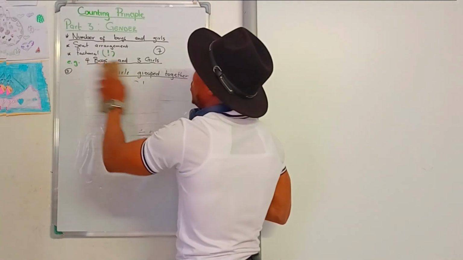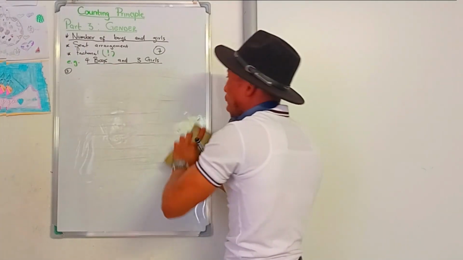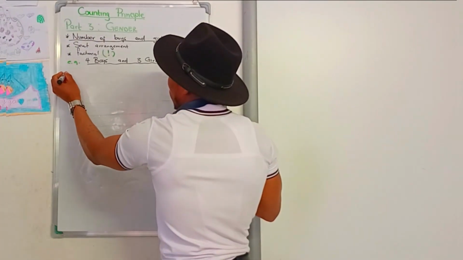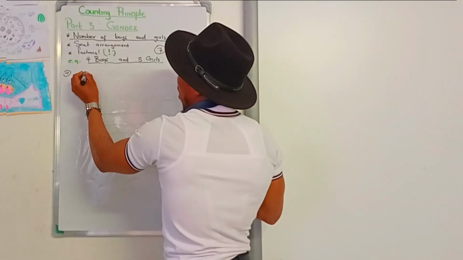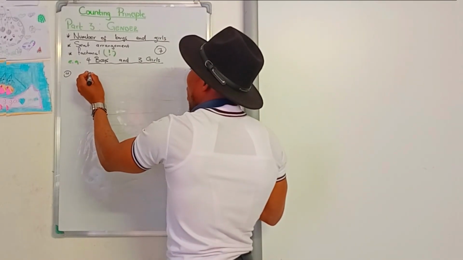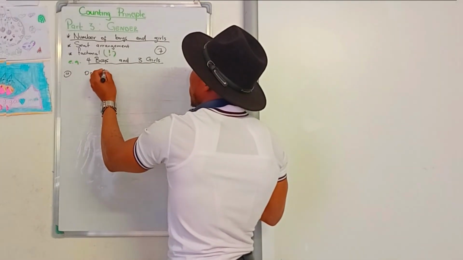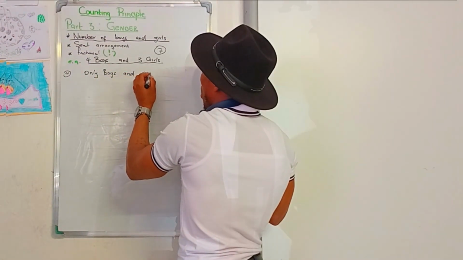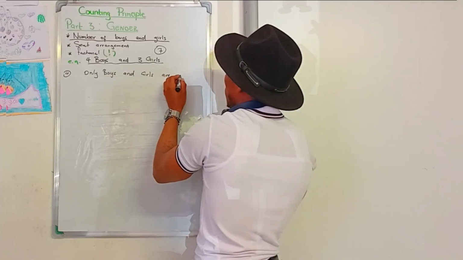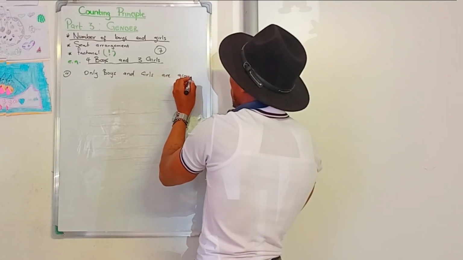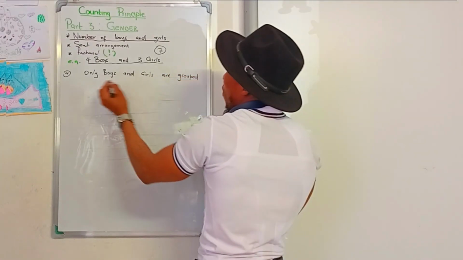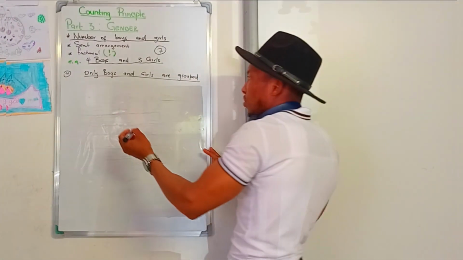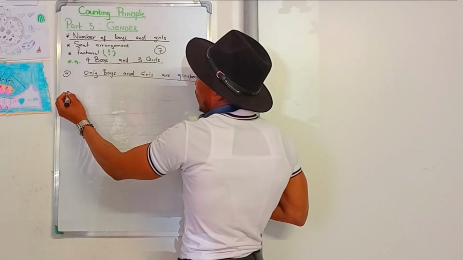Okay, and they are also going to ask you about the case whereby only the boys and only the girls are grouped together. Only boys and girls are grouped together. Then what is happening when only the boys and the girls are grouped together? Then what are you going to do? You're going to say that we have a formula.